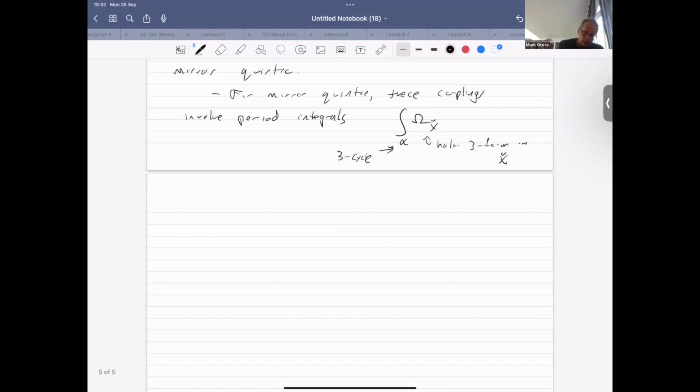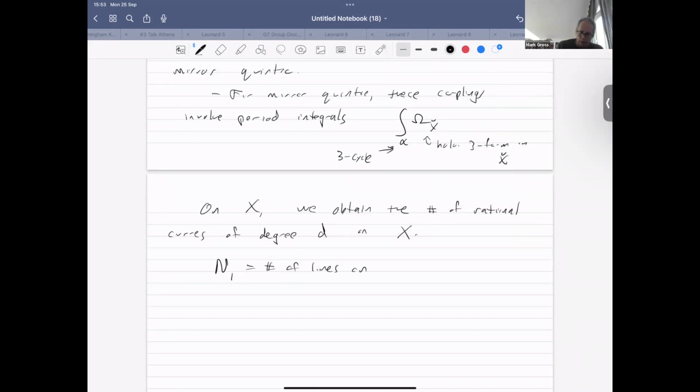So on the other hand, on X, we obtain the number of rational curves. This is something I'm going to make much more precise as the talks go on. The number of rational curves of degree d on X. So for example, N1 is the number of lines on X, which, being slightly dishonest, I claim is 2,875.